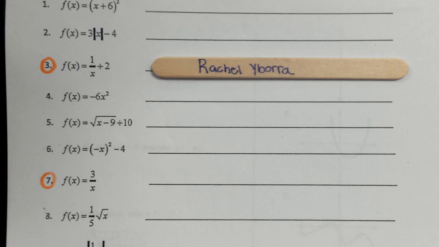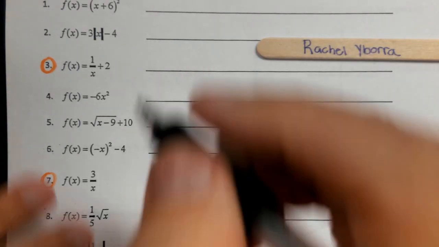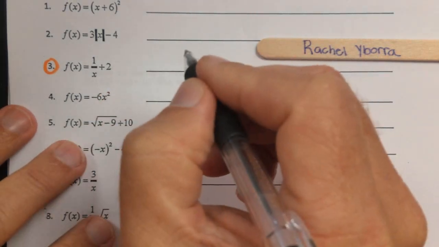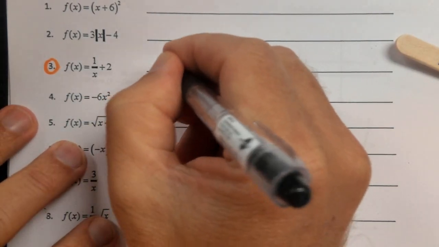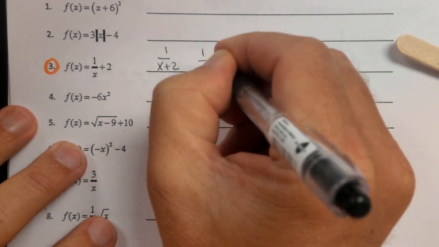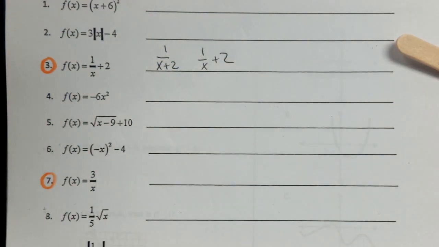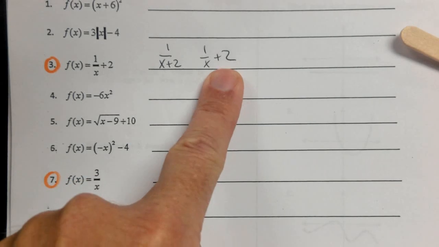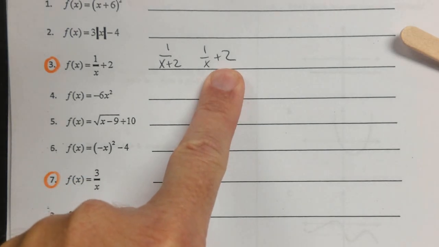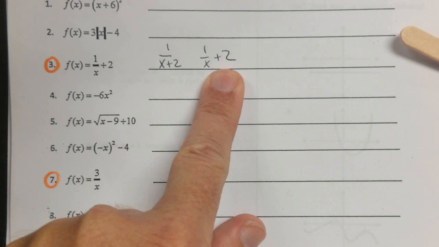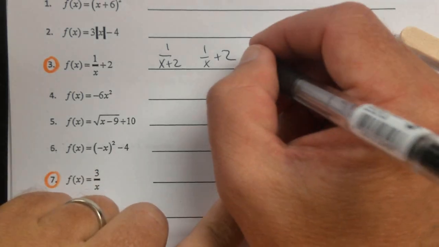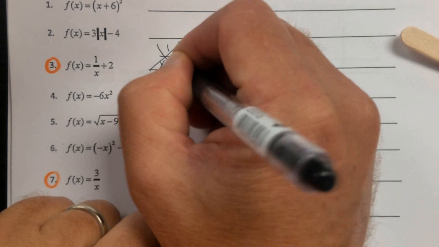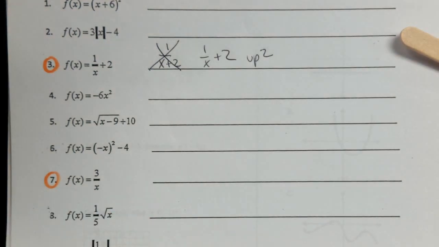Rachel, how about number 3? What's the change to the parent function? Compare these two things. Those are not the same. This one would be left 2, but this one is up 2. So the plus 2 at the end is an up and down thing.